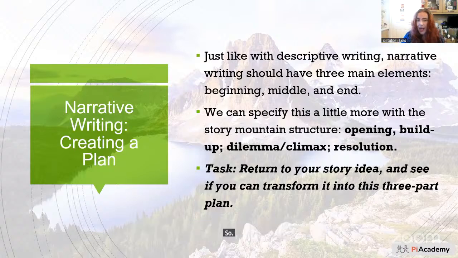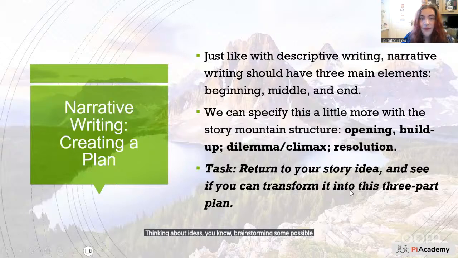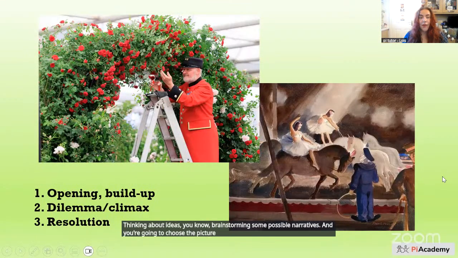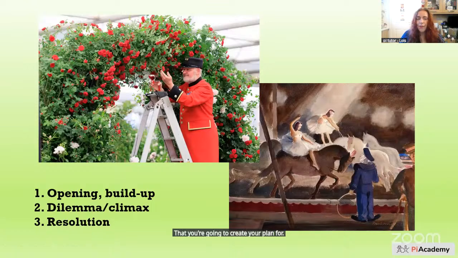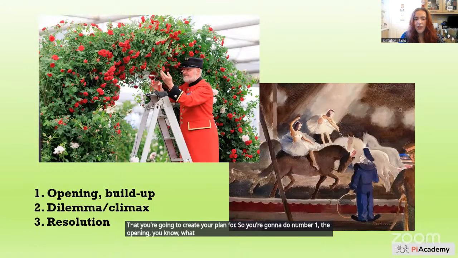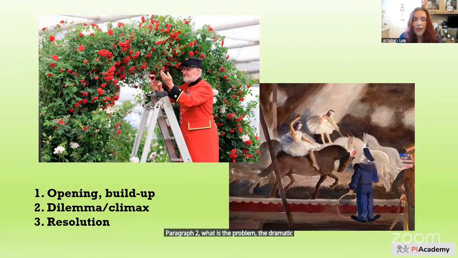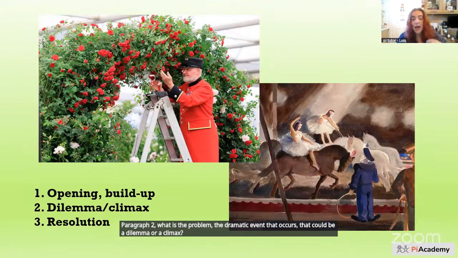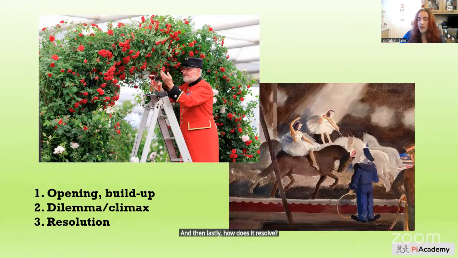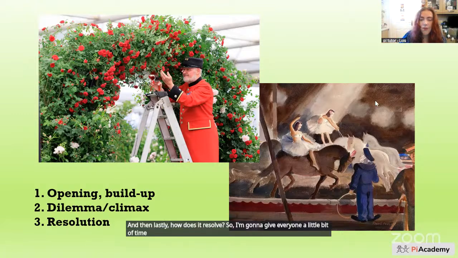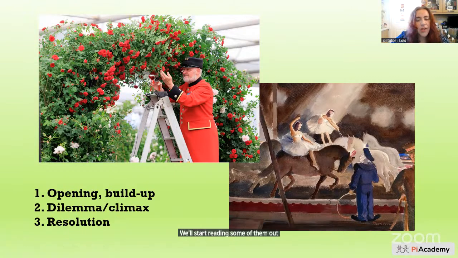So I want you to return to your story idea out of a couple that you've just been practicing there, thinking about ideas, brainstorming some possible narratives, and you're going to choose the picture that you're going to create your plan for. So you're going to do number one, the opening, what happens at the start, the build up, what's going on. Paragraph two, what is the problem, the dramatic event that occurs, that could be a dilemma or a climax. And then lastly, how does it resolve? So I'm going to give everyone a little bit of time to write out this plan, and then once I see them coming through, we'll start reading some of them out to see what ideas you have come up with based on the pictures.